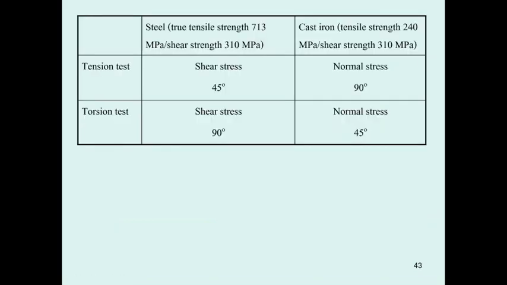When we compare the results from the tension test and torsion test, for the steel, the steel always fails by shear stress. However, for the tension, it is caused by necking. But for the torsion, it is caused by the direct shear.